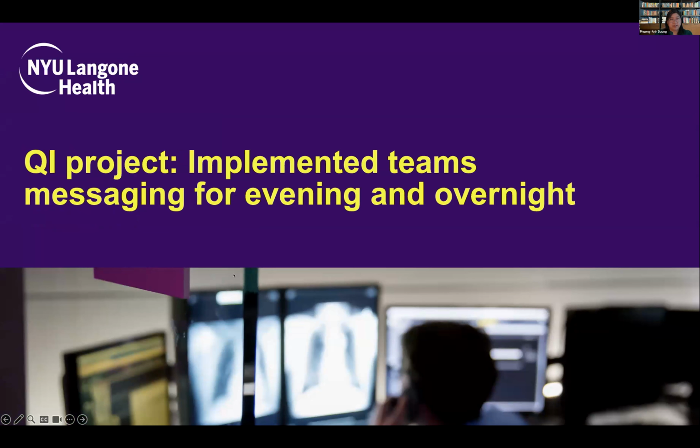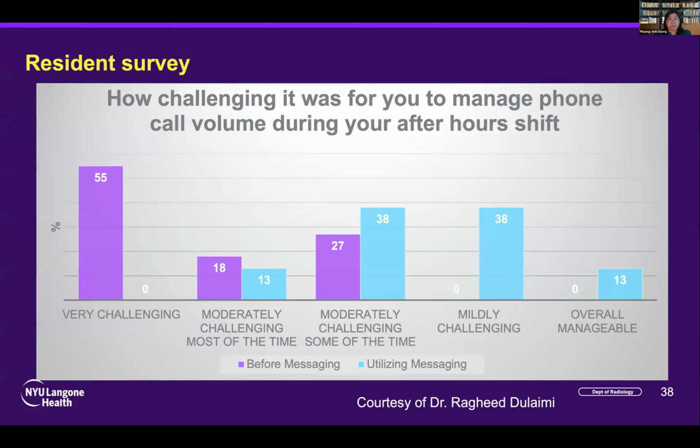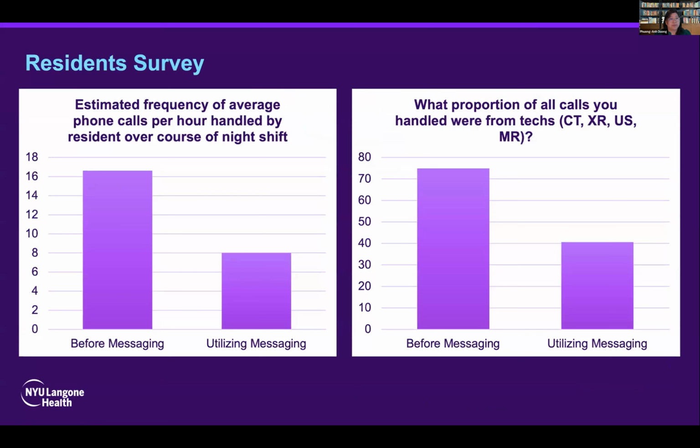So one of our residents at University of Utah implemented instant messaging, because we weren't using it initially for their evening and overnight shifts. He did it as his QA or QI project because the residents at night got a lot of calls, and it was really challenging to do their work because they were being interrupted so frequently. You can see here, before the messaging system, they found it really challenging to get their work done. They estimated the frequency of calls to be 16 to 17 an hour, which is a lot. That's almost one every 5 to 10 minutes.